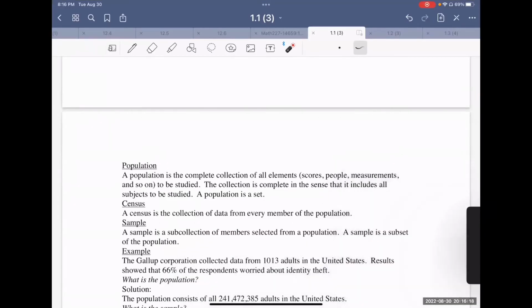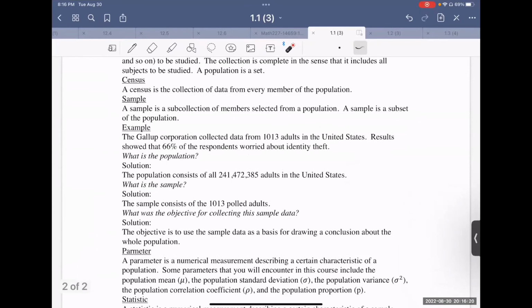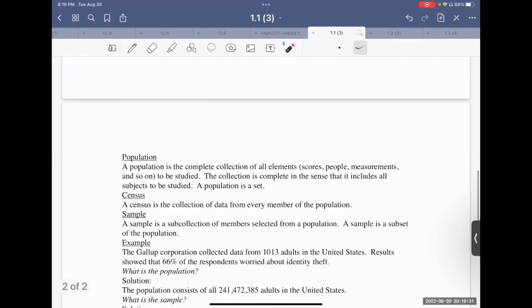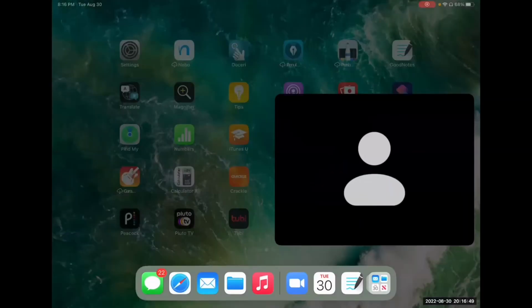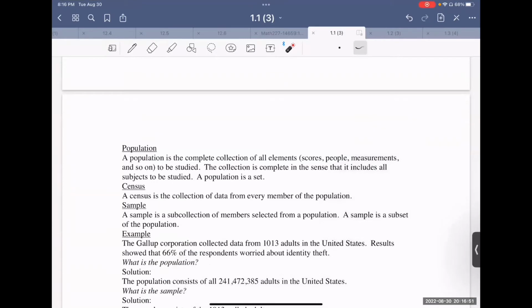So the population consists of all 241 million adults in the United States. So this is the population. What is the sample? So in this case, what is the sample? Maybe one. 1,013 adults. Okay, you can say that the sample consists of 1,013 adults.